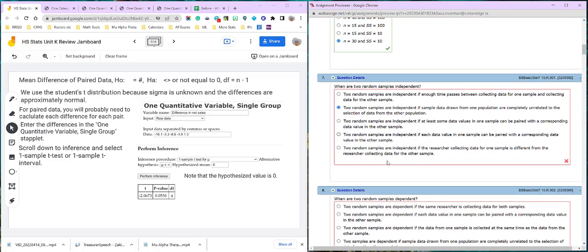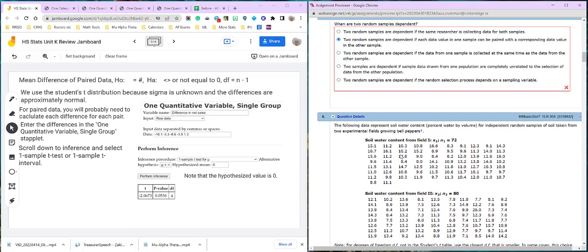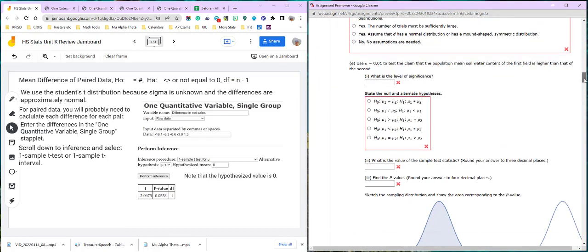So no pairing, okay? When are two samples dependent? That means that there should be like a linkage between the samples. Two random samples are dependent if each data value in one sample can be paired with a corresponding data value. So think of it like when we did correlation, one x tends to go to one y. So that's dependent. Okay, so let's go ahead and I'll submit since we're about to start a long problem.